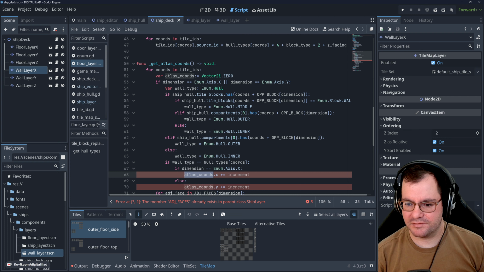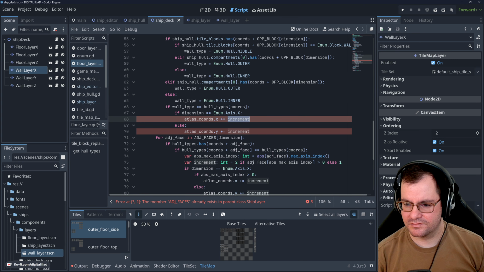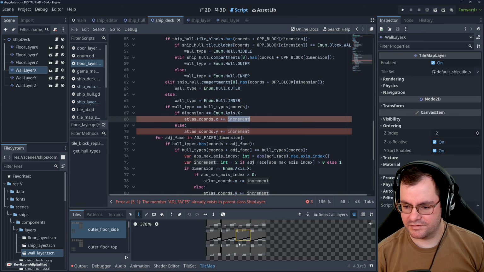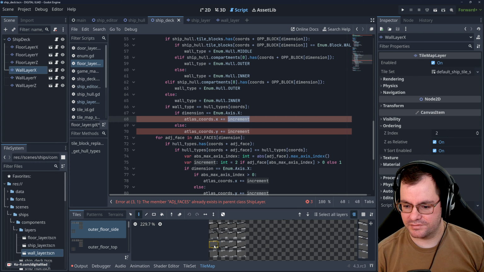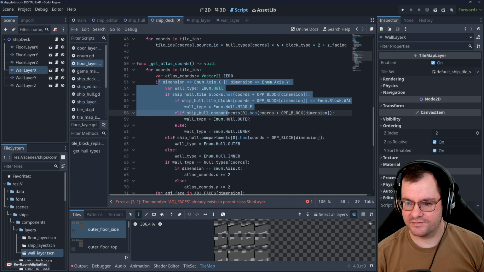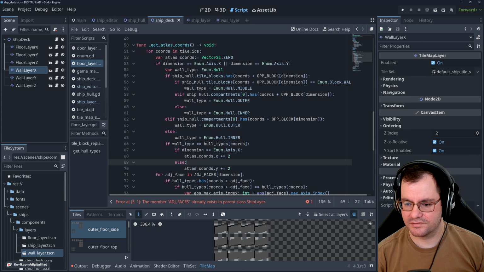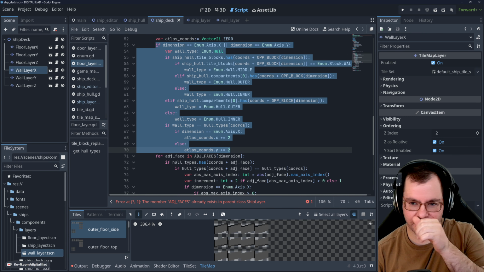Is Atlas coords not being declared? It is. Oh, increment doesn't exist, so... Let's look here. So this would be 2. 0, 1, 2. Plus 2. This equals 2. Okay, this should cover this case. It's a lot of additional logic just to cover one case.